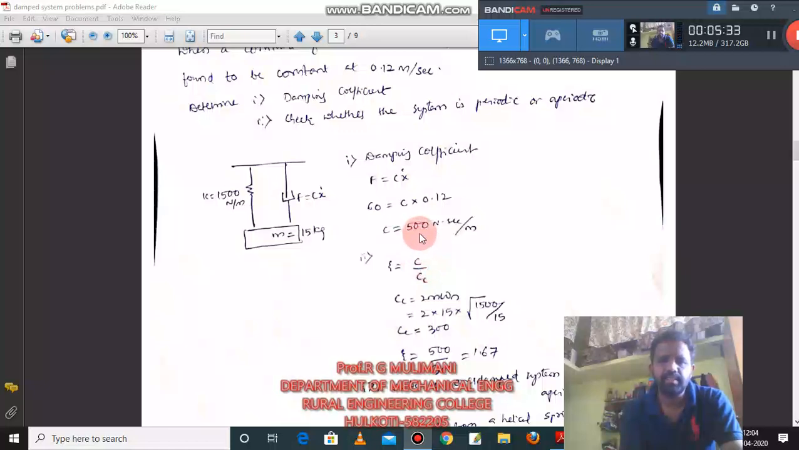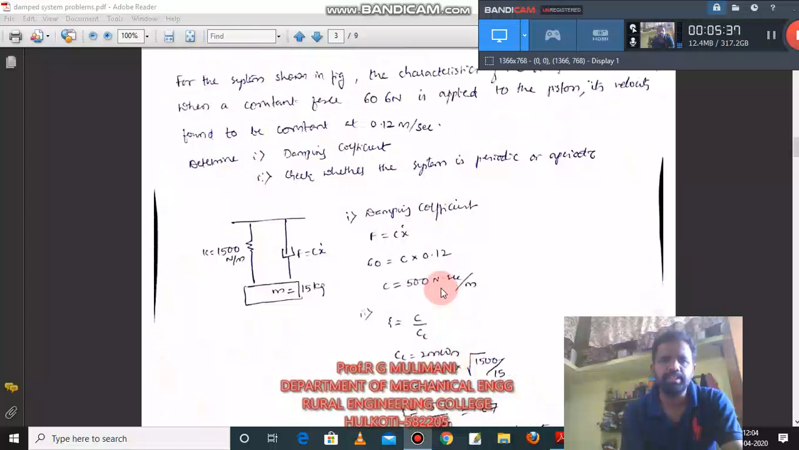We have the C value here, 500. How to find Cc? Cc is 2m omega n. Mass is given in the figure, 50 kg. Omega n can be calculated as the square root of k by m. The k value is 1500, divided by mass.